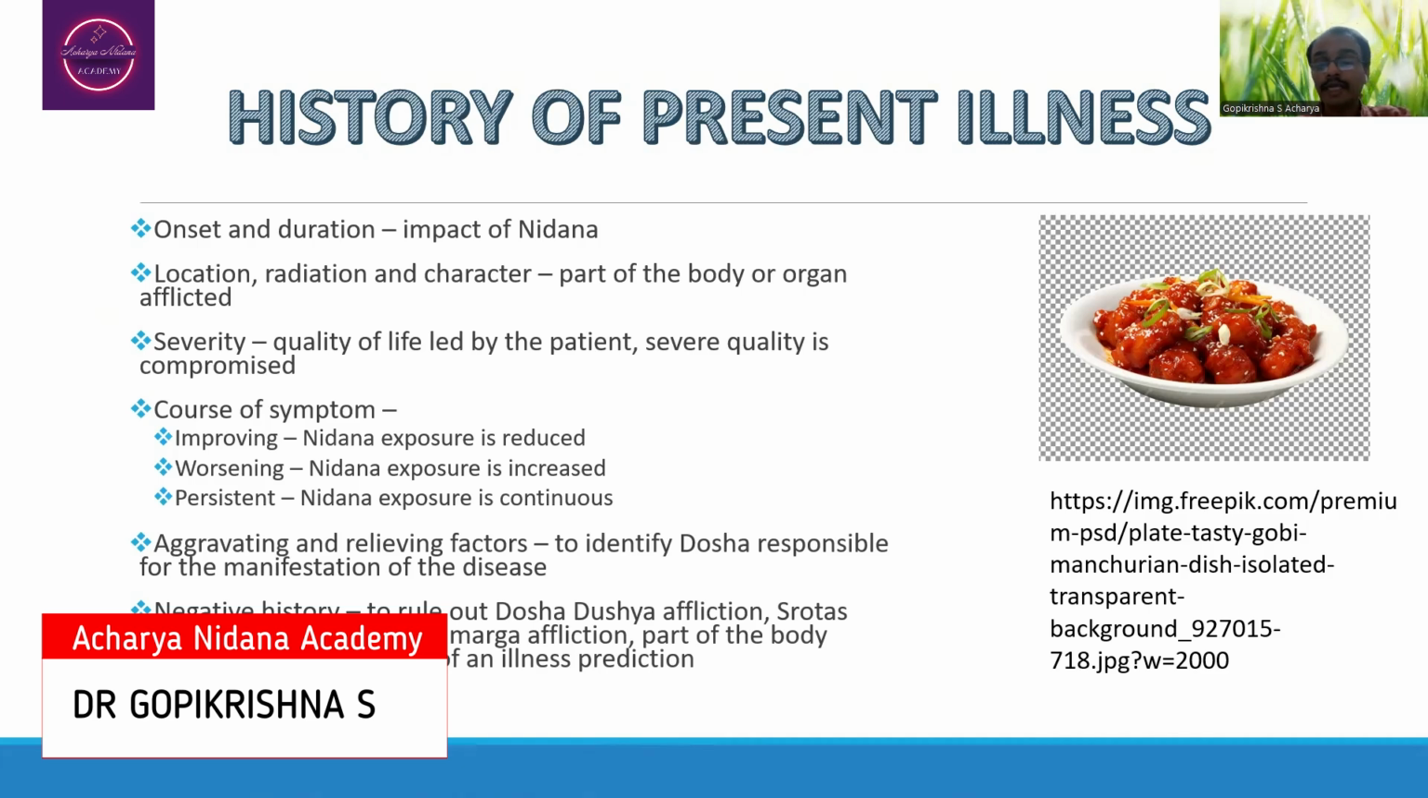When you think about the negative history, this is helpful in ruling out the dosha dushya affliction. Possible srotas affliction can be ruled out. Possible status of the Agni, whether it is Mandagni, Tikshnagni, etc., can be identified. Rogamarga affliction can be predicted. Whether the person is having Madhyama Rogamarga affliction, or Bhakya Rogamarga affliction, or Abhyantara Rogamarga affliction, we can predict it.